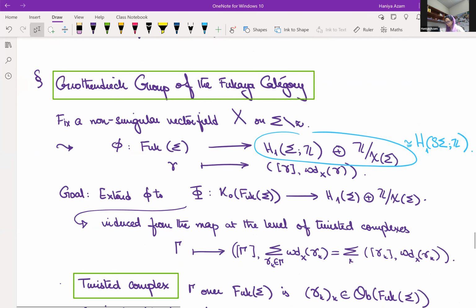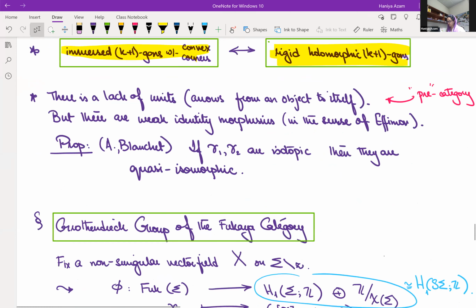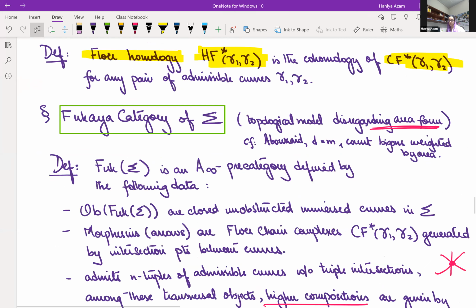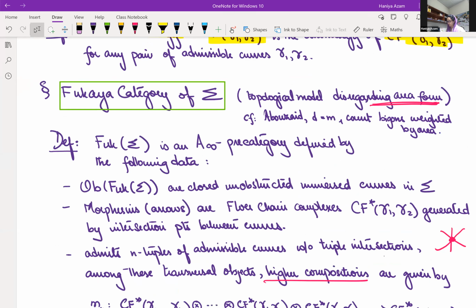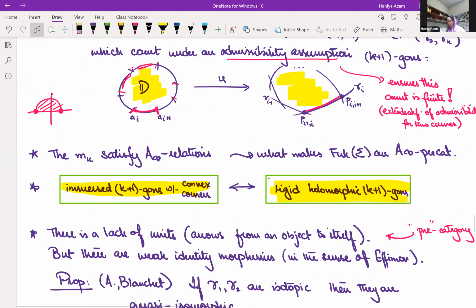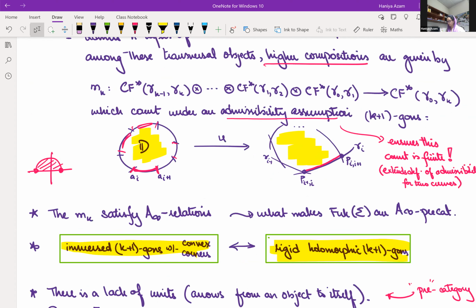So now comes a main result, which is the Grothendieck group of the Fukaya category. So we fix a non-singular vector field. Before I do that, we've just managed to define what the Fukaya category of the surface is. With the admissibility condition, we've assumed that things are finite. What is finite? This count. You see a count over here. We've ensured that these counts are finite. You can actually make this count and you have a number. So these maps are well defined.